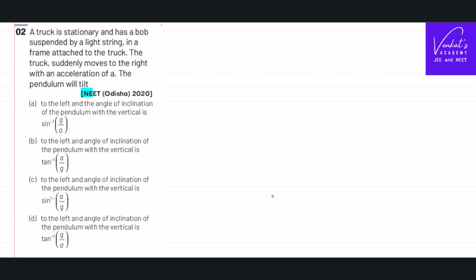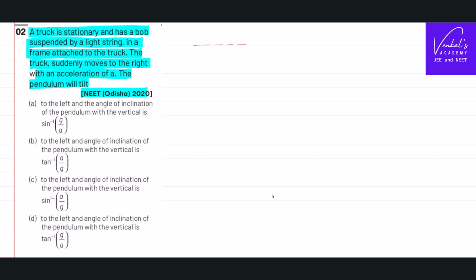It's a NEET Odisha 2020 question in two-dimensional motion. The question is like this. A truck is stationary and has a bob suspended by a light string in a frame attached to the truck. The truck suddenly moves to the right with an acceleration a, then the pendulum will tilt in what direction? That's the question, right? Let's try to understand the question first.